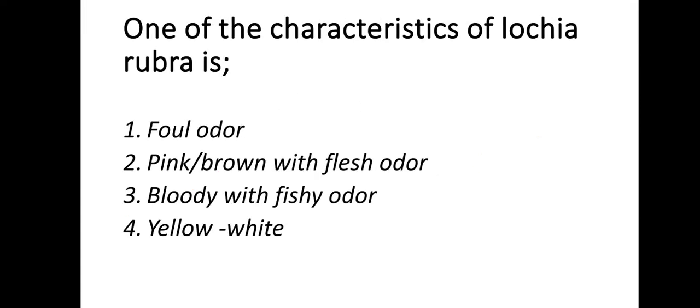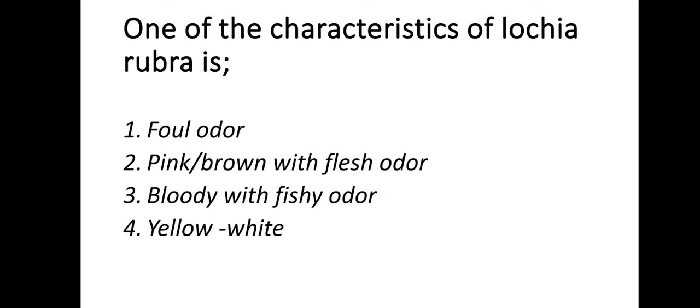Right. Next question. One of the characteristics of lochia rubra. Lochia means the discharge from the vagina from the first day of delivery till the 28th day after delivery. Options: first option, foul odor, foul smell. Second option, pink or brown with flesh odor. Third option, bloody with fishy odor. And fourth option, yellow white.